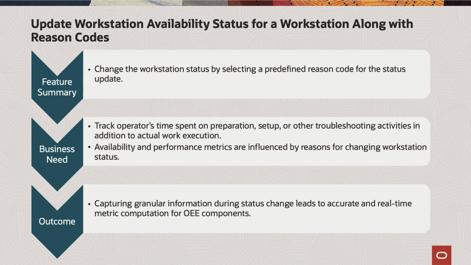These activities impact the availability and performance metrics of the workstation, two critical components for OEE computation. With this update, production operators will be able to change the workstation status by selecting from a list of predefined status change reason codes. Granular information about the reason for status change would lead to accurate and real-time computation for the OEE components.